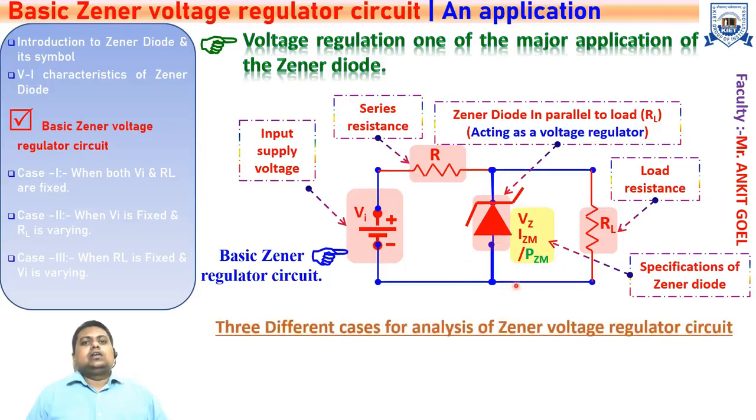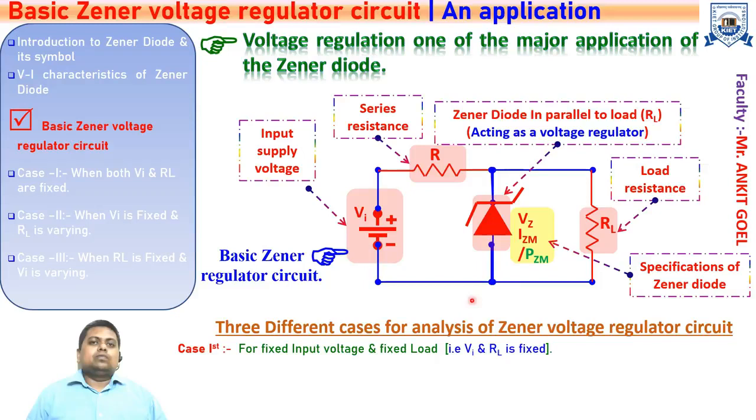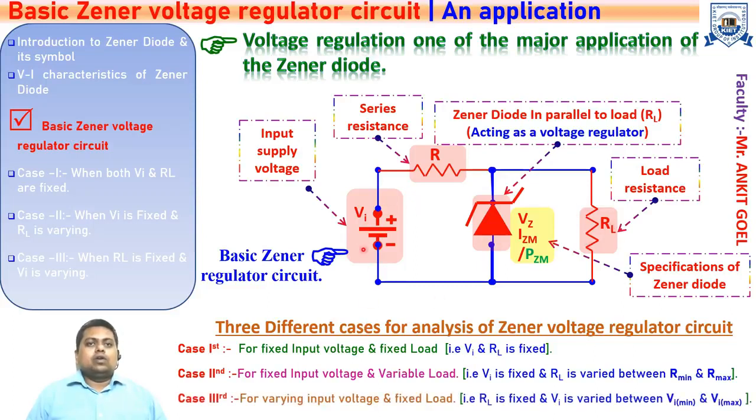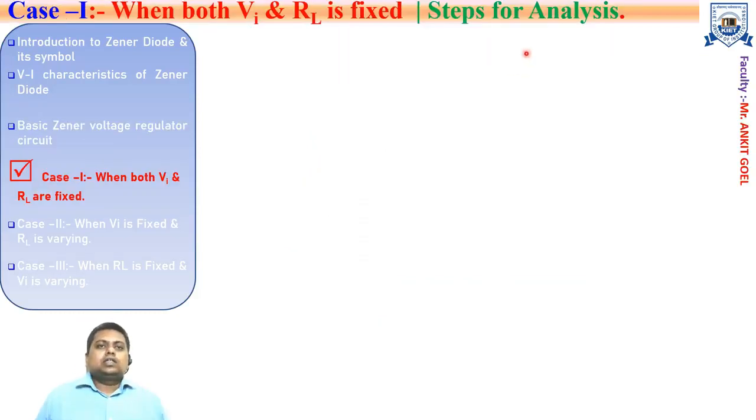So we will do the analysis of this Zener regulator circuit for three scenarios. First, for the fixed input voltage and fixed load, that is, both Vi and RL are fixed and are not going to be changed. Case second, in which Vi will be fixed, but the load resistance will vary. We will see what is the effect on the circuit when the load is fluctuating, and we will see what will happen when only the input supply voltage is fluctuating and the load voltage is constant, right? So let's discuss the first case, in which the input supply as well as the load resistance are fixed.